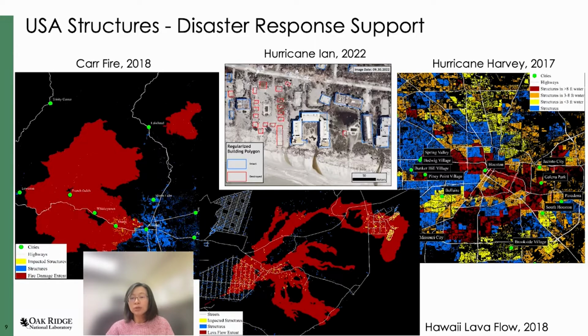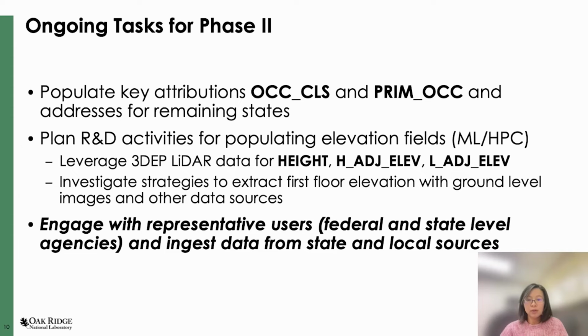Here are some examples of rapid disaster response efforts USA Structures has supported. From wildfires, lava flows, to hurricanes, this dataset has become a critical component in FEMA's disaster preparedness and response efforts. Our goal is to continue to refine these datasets and provide richer attributions on structures to continue to improve FEMA's ability to respond both quickly and efficiently. We are currently focusing on these tasks.